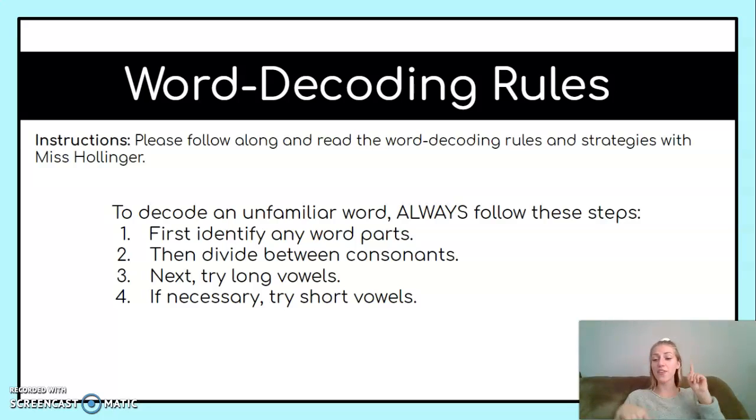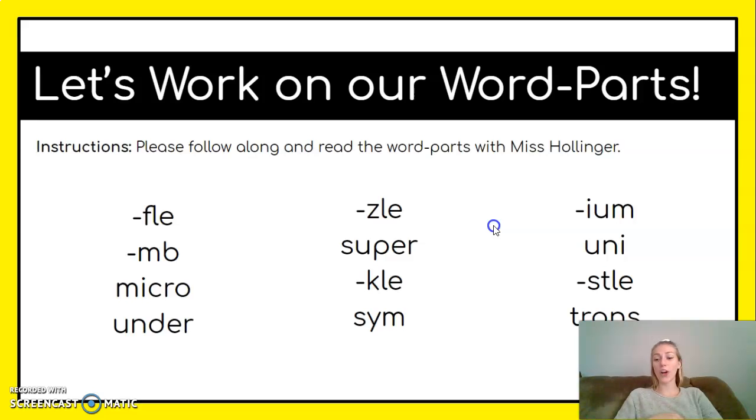To decode an unfamiliar word, always follow these steps. Number 1, first identify any word parts. Number 2, then divide between consonants. Number 3, next try long vowel sounds. And number 4, if necessary, try short vowel sounds too. Good work, grade 4s. All right, let's move on to our word parts, okay?